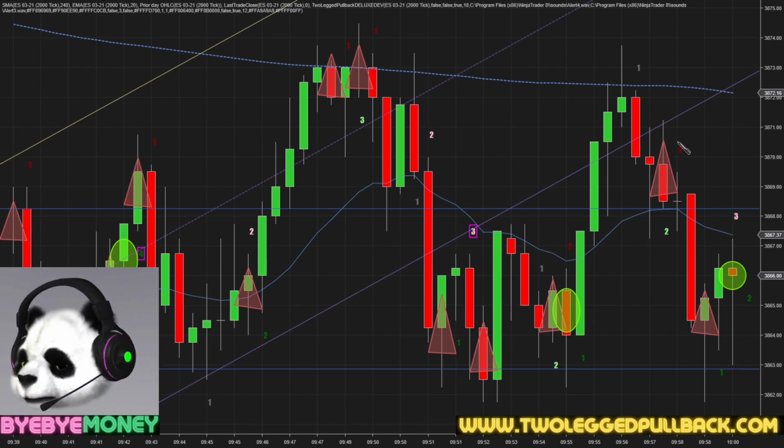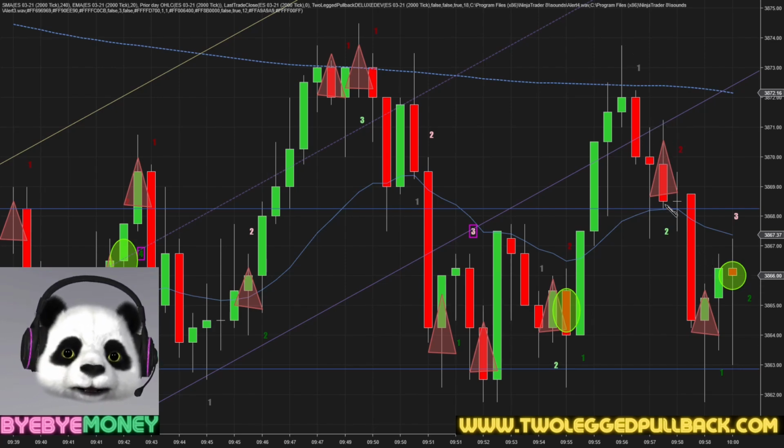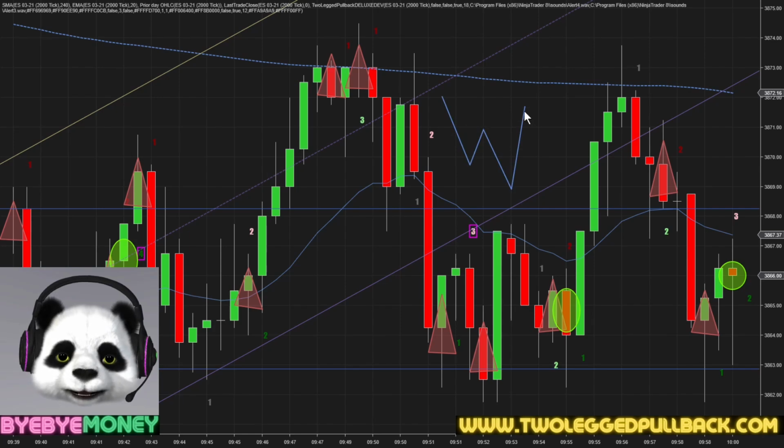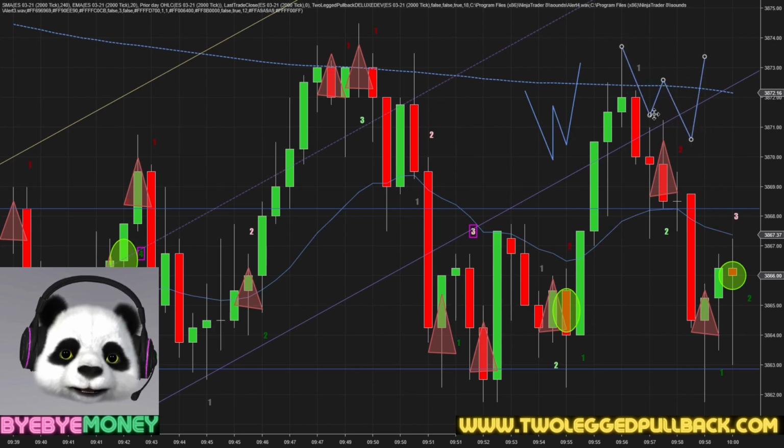How is it a two-legged pullback? Notice there are two variations of two-legged pullback. You have the classic variation. It looks like this: one pullback, two pullbacks, and then reversal. You also have this variation: one pullback, two pullbacks, reversal. The difference between these two is that this pivot low breaks below this pivot low. This pivot low stays above this pivot low. This is the higher low two-legged pullback. Here we see the classical one.